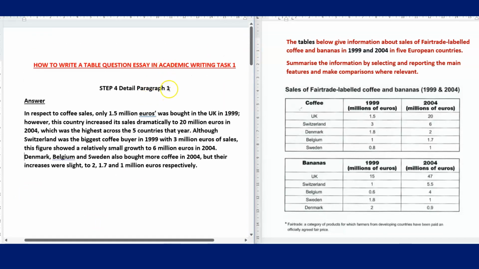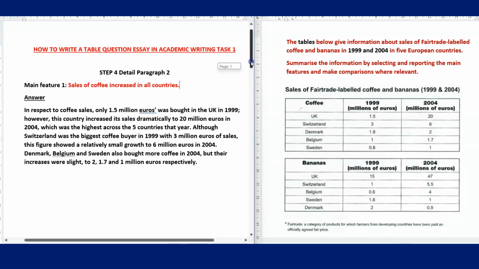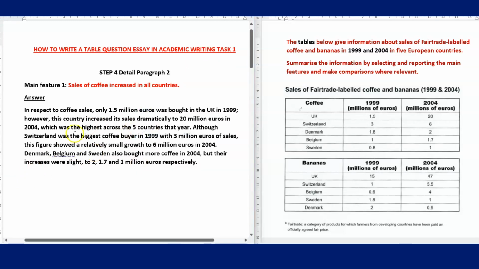Okay, so this will be the last step of our essay, and at this point we are just going to talk about the second body paragraph, where we stated that the sales of coffee increased in all the countries. So we are going to use that to also write our essay. Right, so let's look at it in detail now.